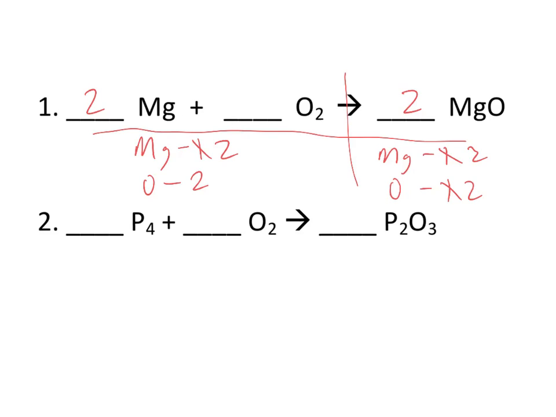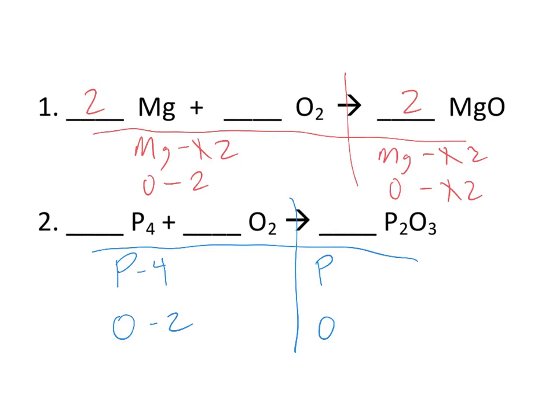Number 2, I have P4O2, right? And then P2O3. And so I'm going to make my T-chart. I'm going to list my elements. I have phosphorus, I have oxygen. I'll copy it over to the other side, phosphorus and oxygen. I count, I have 4 phosphorus, I have 2 oxygens. On the right side, I have 2 phosphorus and 3 oxygens.